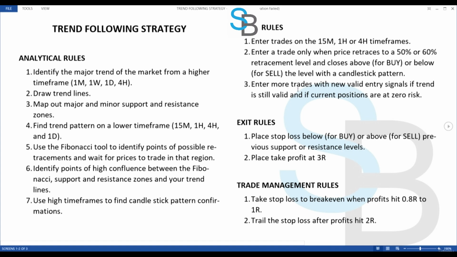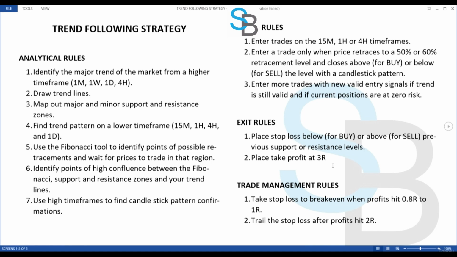And then for exit rules, the first one is you place your stop loss below for buy or above for sell previous support and resistance levels. So you have to place your stop loss below or above previous support and resistance levels, and you have to place a take profit of 3R, so 3 times your risk, right? Your take profit has to be 3 times your risk.